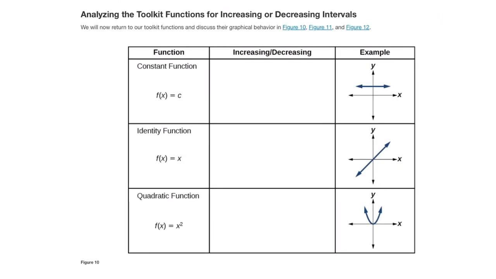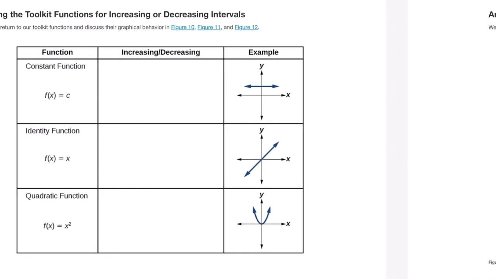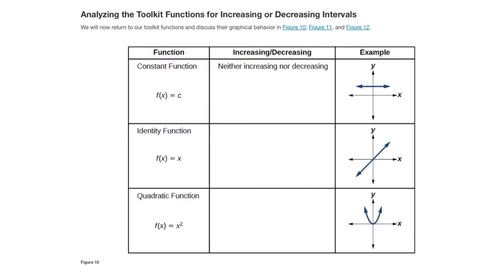We'll now return to our toolkit functions and discuss their graphical behavior from figures 10, 11, and 12. Okay, so the toolkits, right? Again, that's where you might hear me call them either your parent functions or your basic functions. So for instance, the first one that we talked about was a constant function. So then where is it increasing or decreasing, right? So if it's constant, it's neither increasing nor decreasing anywhere, right? So increasing and decreasing, it doesn't happen. So it's neither increasing nor decreasing.